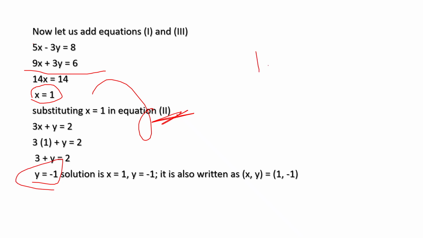Now what do 1 comma minus 1 represent? They represent the point where these two lines meet. So if this is the line representing equation 2 and this is the line representing equation 1, there is one common solution, that is, they are intersecting at one common point. This is 1 comma minus 1, and this is the point they are intersecting at.